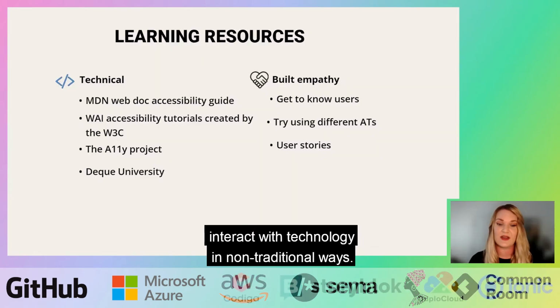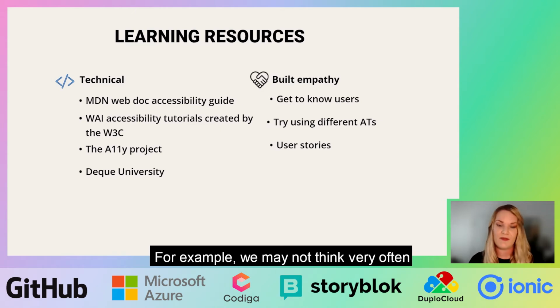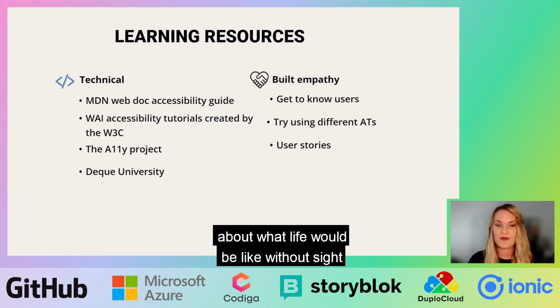The next thing I recommend is to start building empathy and thinking about how people with different abilities interact with technology in non-traditional ways. For example, we may not think very often about what life would be like without sight.